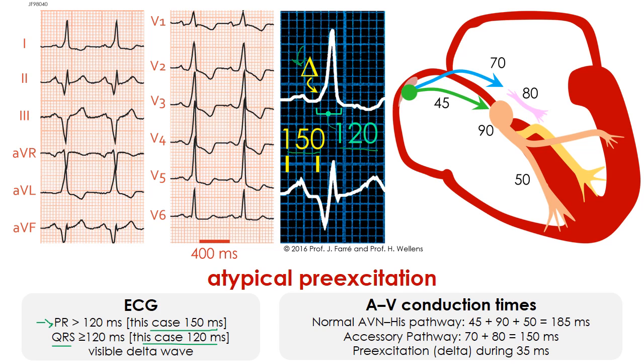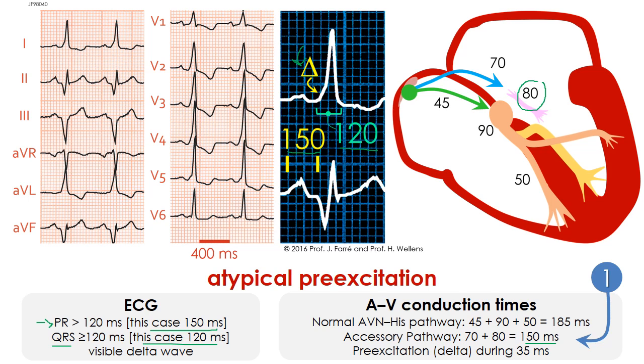The atrioventricular conduction times over the accessory pathway are 150 milliseconds. This is the typical part. Why are they a little bit long for an accessory atrioventricular pathway? Most likely because atrioventricular conduction times over this paraseptal, left-sided paraseptal inferior accessory pathway are prolonged.